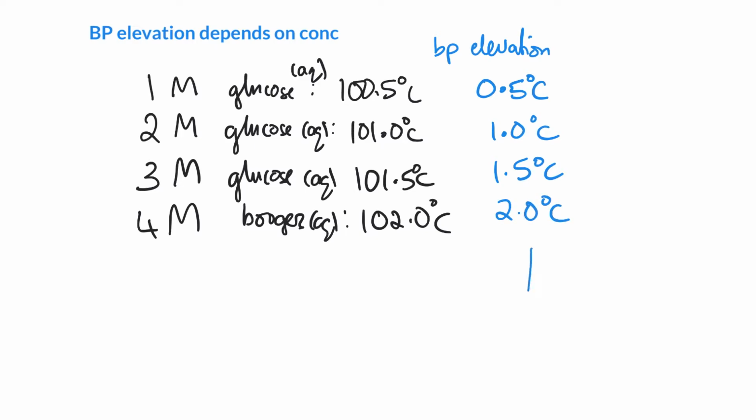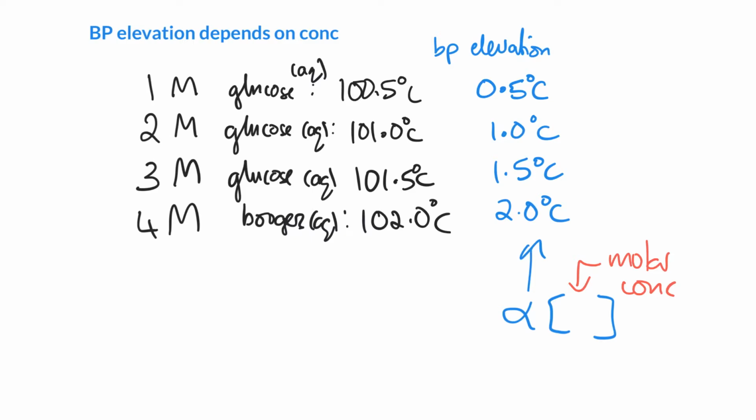So we can see that the boiling point elevation is proportional to the concentration. The first symbol here just means proportional to. And the second, when we have those square brackets, is telling us that it is the molar concentration of whatever is inside. So the bigger the molar concentration, the bigger the boiling point elevation.